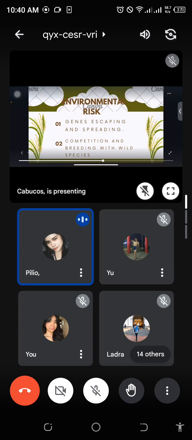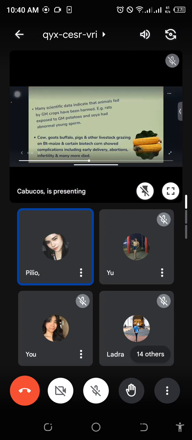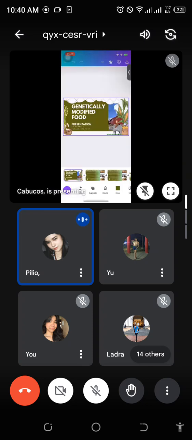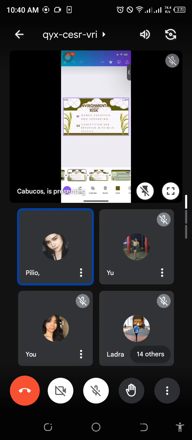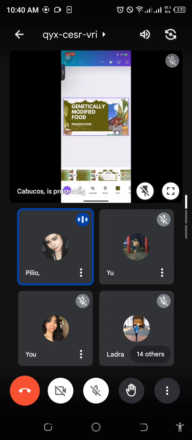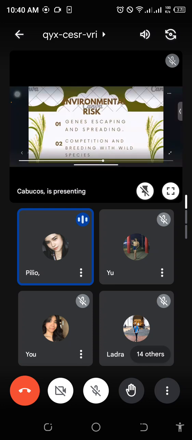Okay, good morning everyone. So, this is a continuation of Vanessa's report. So, the environmental risk. First, we have genes escaping and spreading. Genetically modified organisms or GMOs have the potential for their modified genes to escape and mix with other members of the same species or even different species.